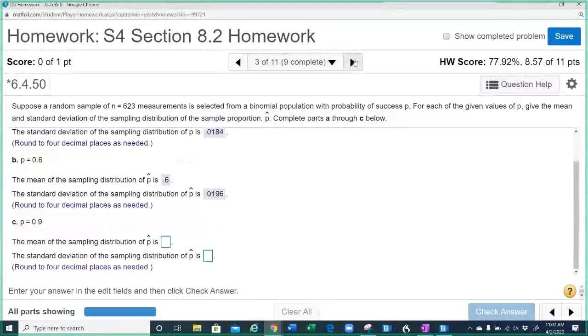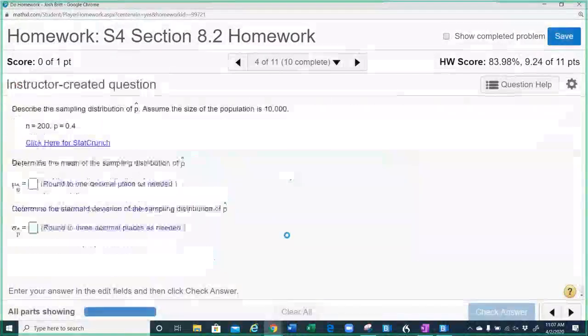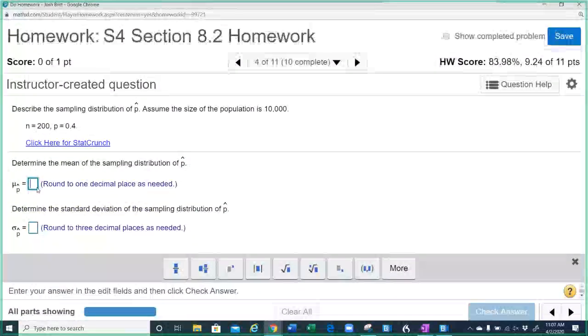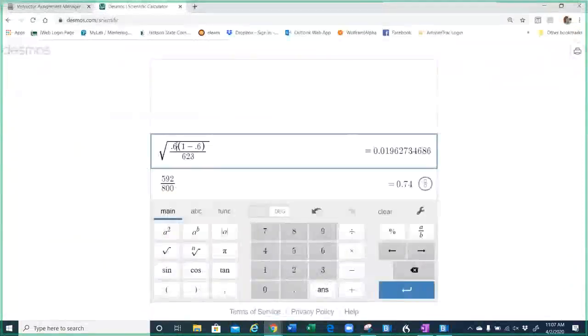Okay, so you can do the last part. Again, same thing over and over here. So 0.4, sample size of 200. So 0.4, 200, 0.35.